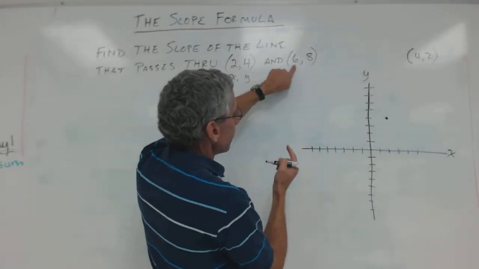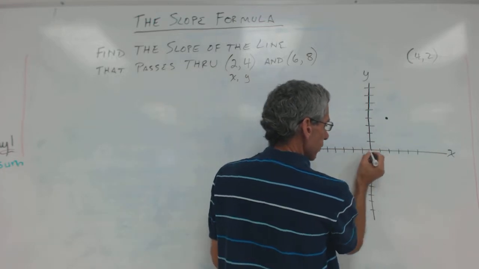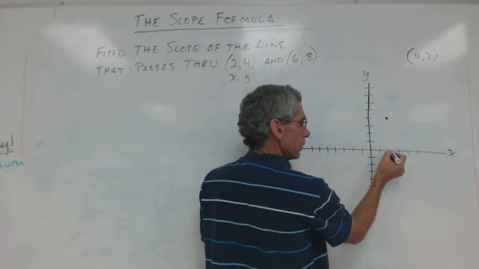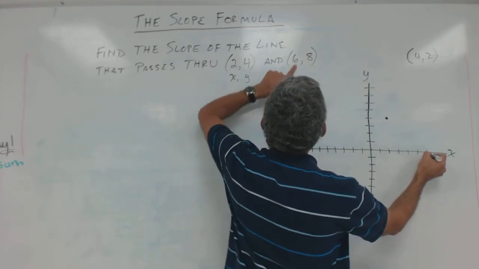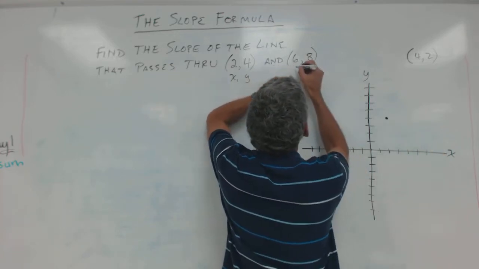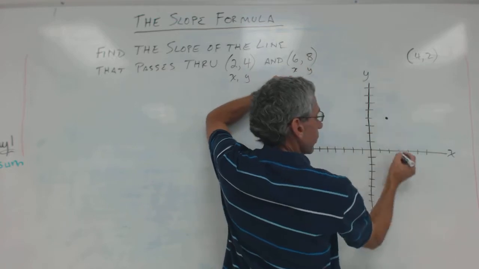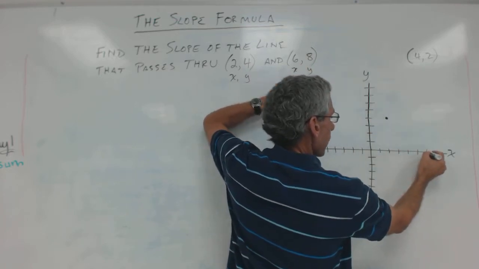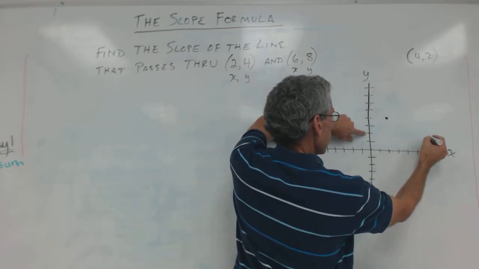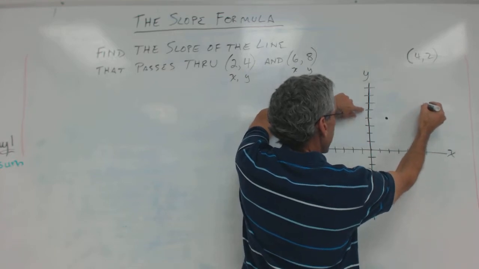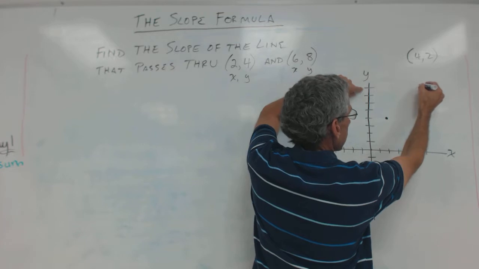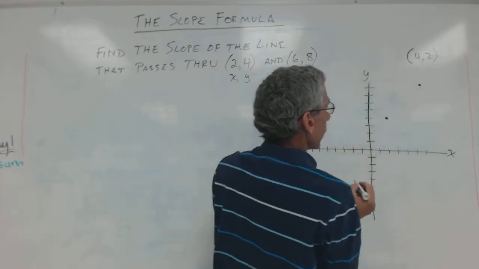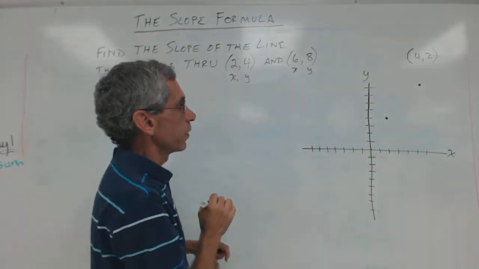Hang on. So now the next one, 6, 8. After I start at 0, 0, I go 1, 2, 3, 4, 5, 6. That's what I needed. That was my x, right? That's my x. This is my y. So I went over to 6, but now I got to go up 8. 1, 2, 3, 4, 5, 6, 7, 8. Somewhere around there, right? It's hard when I don't have grid paper, graph paper.